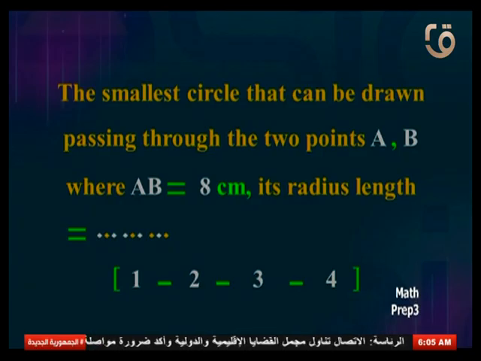First of all, you have studied before that the smallest circle that can be drawn passing through two given points has its center at the midpoint of the distance between A and B. So as AB equals 8 centimeters, then the center of the circle must be at its midpoint. So when the center of the circle is at its midpoint, then we can say that the radius of this circle will be half the length of the 8. So it is going to be 4 centimeters, which is the fourth choice.